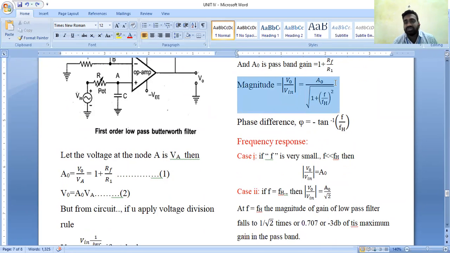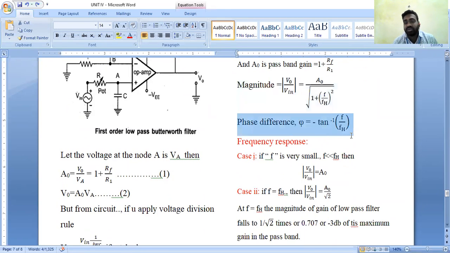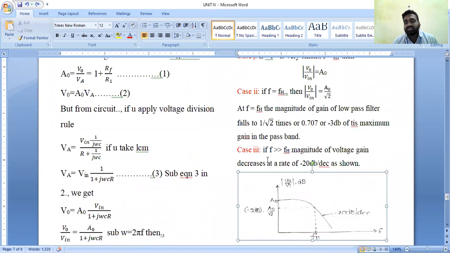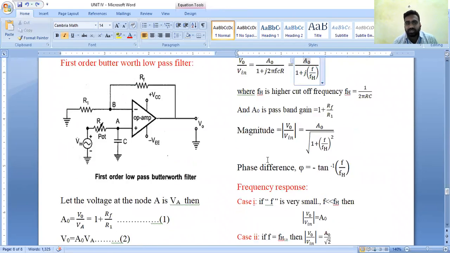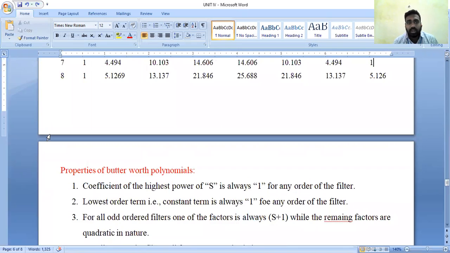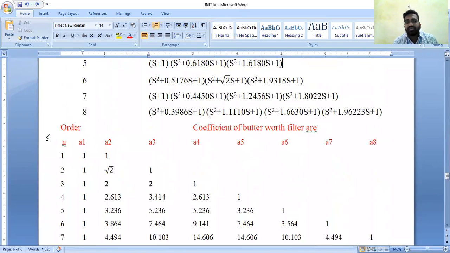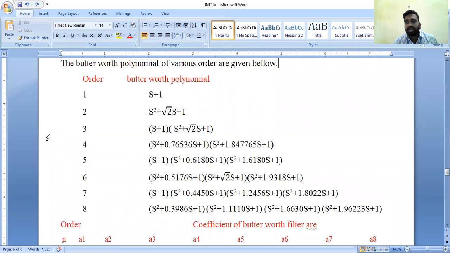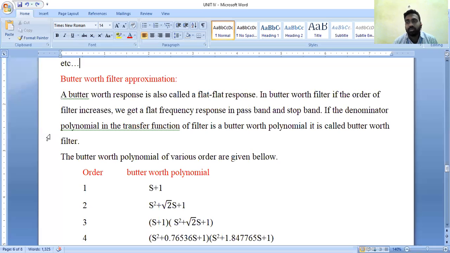and we analyzed the phase margin and magnitude, and next we discussed the three different cases and analyzed the frequency response characteristics. Next we revised and restated the various properties of Butterworth polynomials, and we saw the odd order and even order coefficients of Butterworth polynomials. Next we discussed the flat response characteristics of Butterworth polynomials. So this is about today's class discussion.